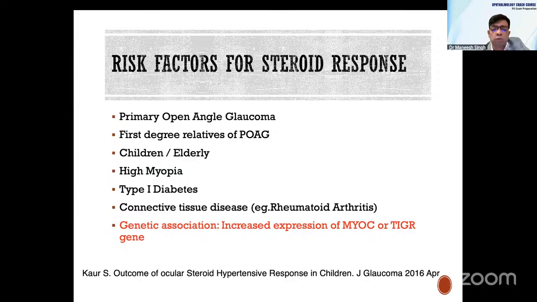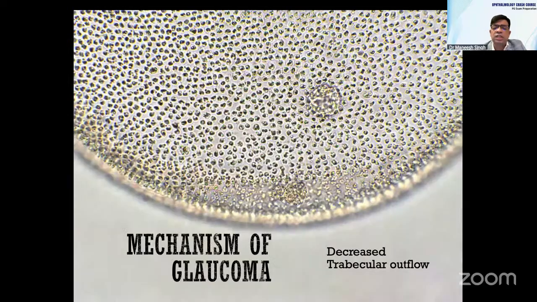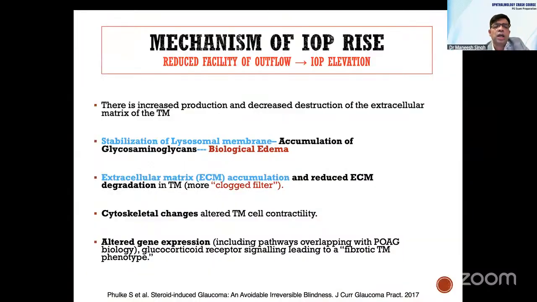There is also a genetic association which can be asked in the exam: increased expression of the MYOC gene is seen to be associated with steroid response. Now, why does this pressure increase happen due to steroid? Steroid increases the production of extracellular matrix and decreases its destruction. When this extracellular matrix accumulates, it decreases the pores of the trabecular meshwork. The trabecular meshwork has small pores, and whenever there is accumulation of extracellular matrix the pores become narrow, what we call a clogged filter. So the aqueous is not able to go out; there is a decrease in the outflow.